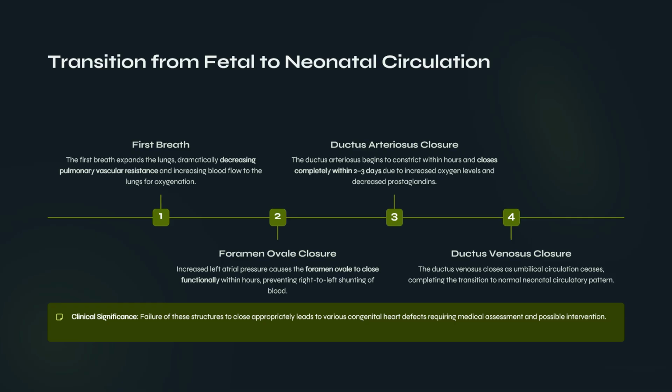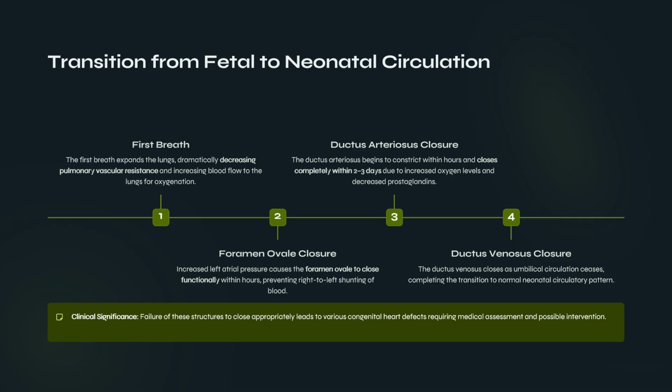Then the third important change happening is ductus arteriosus closure. How is it getting closed? The ductal artery begins to constrict within hours after the birth of the baby. The ductus arteriosus starts to constrict. Then it closes completely within 2 to 3 days due to increased oxygen levels and decreased prostaglandins. Okay, this is what happens with the ductus arteriosus.